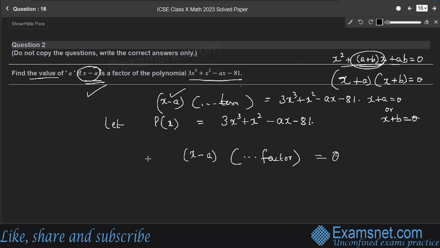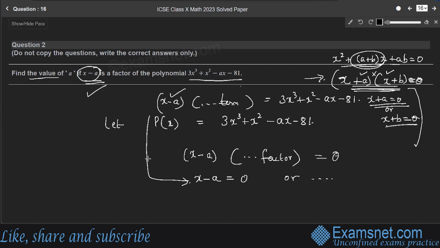Right? That means the product of the factors of the given polynomial. Here we have factorized the polynomial. The product of the factors of the polynomial is equal to 0. Therefore, for a factor, here x minus a is equal to 0 or another factor. In this case, I am taking, or if you take this case, x plus b is equal to 0 or x plus a is equal to 0.